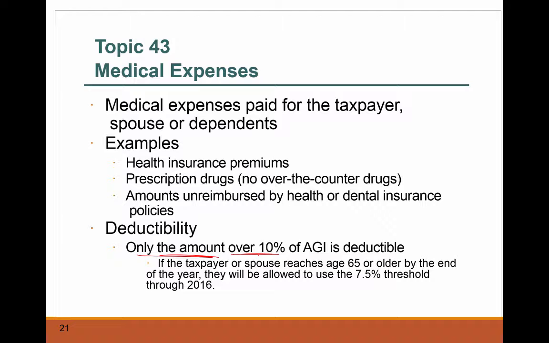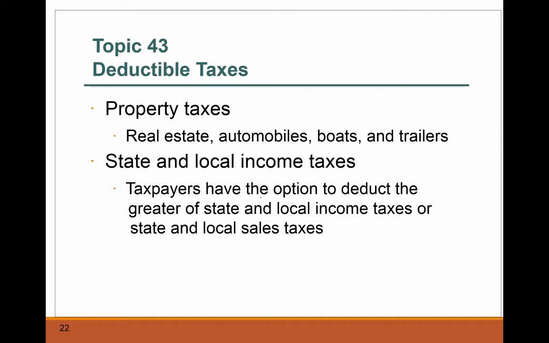If you're making $100,000, then that would be $10,000. And unless you're very sick, you wouldn't have that. So not as common unless somebody within the exemptions is super sick.